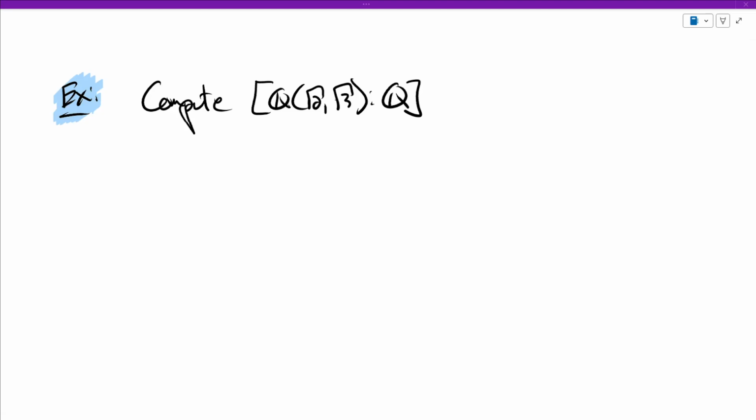In this video, we're going to use the tower law to compute the degree of the extension Q adjoin root 2, root 3 over Q. Now, we've already seen examples of this, so we already kind of know what the answer is, right?